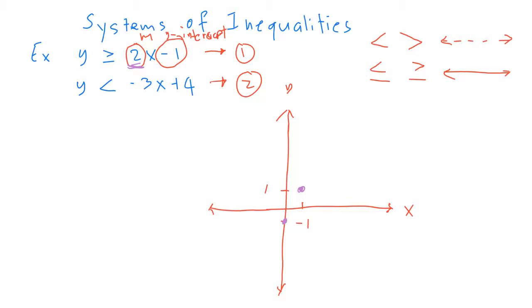And then we're using here greater than or equal to, so that would be a solid line. We will have a solid line intersecting the 2 points here.